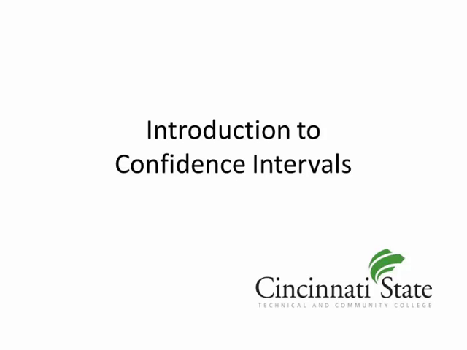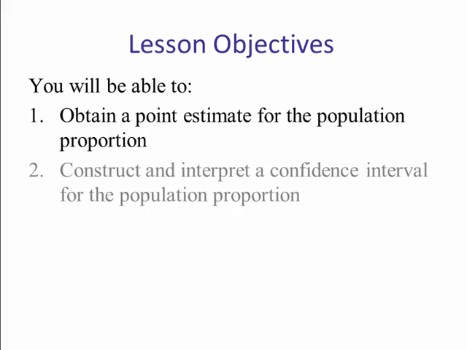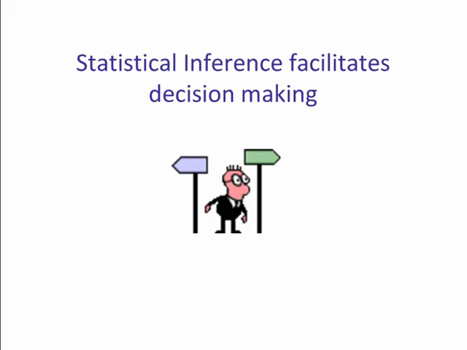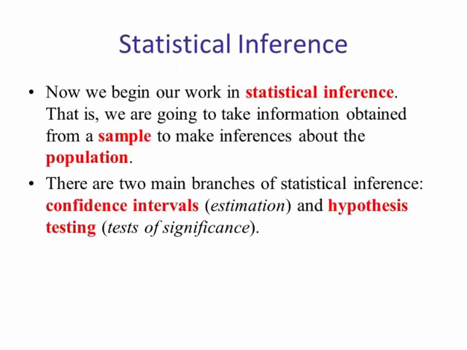Introduction to Confidence Intervals. Lesson objective: obtain a point estimate for the population proportion. The heart of statistics: inference from samples to populations. Statistical inference facilitates decision making. Lesson objective: now we will begin our work in statistical inference. That is, we're going to take information obtained from a sample to make inferences about a population. This is the heart of statistics.